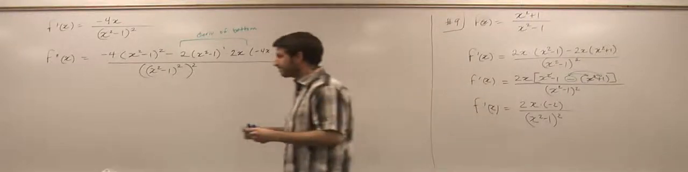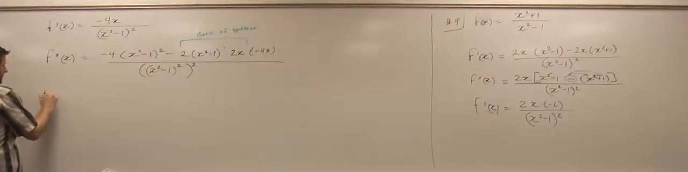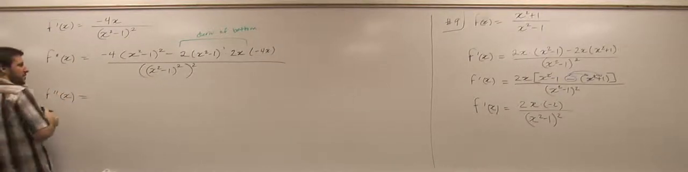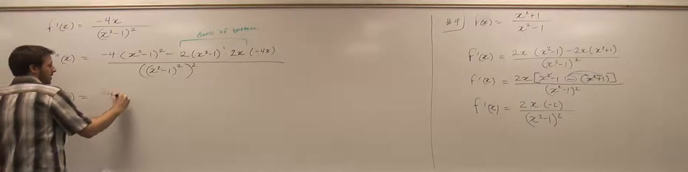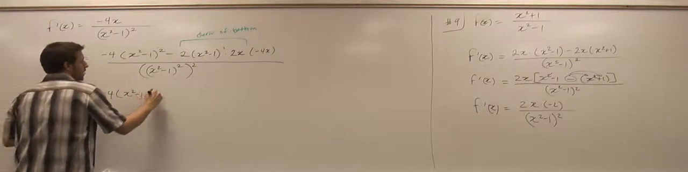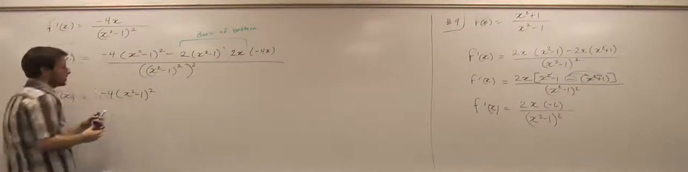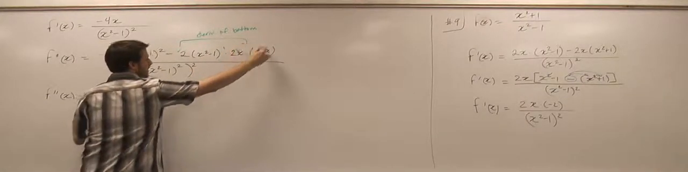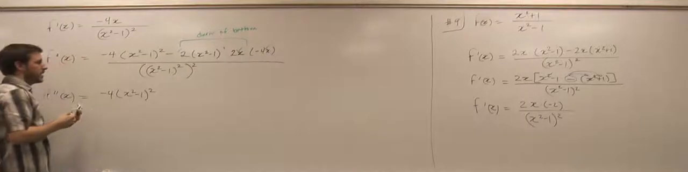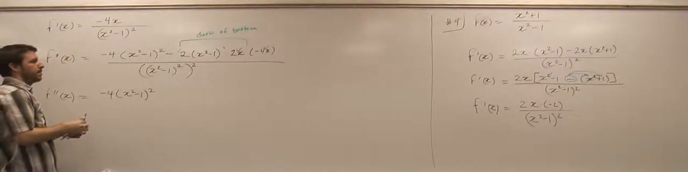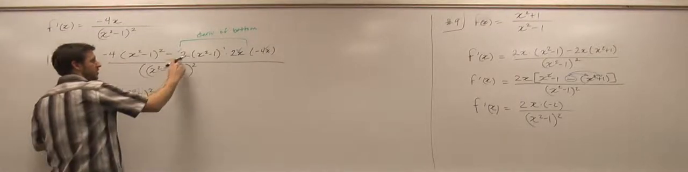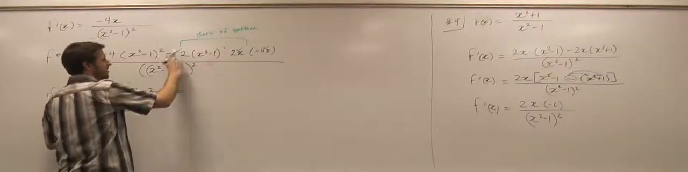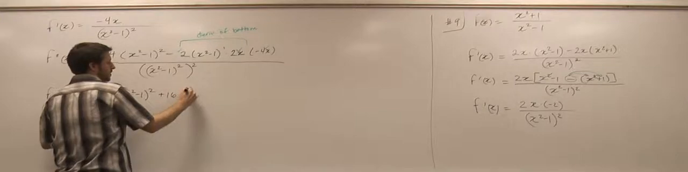All right. So now we play janitor. Clean this up. So we have negative 4 times (x squared minus 1) squared. I would go ahead and multiply together this negative 2, this 2x, and this negative 4x. What happens when I multiply those all together? 16x squared. Positive 16x squared, right? 2 times 2 times 4 will be 16. It's positive because you have a negative times negative.